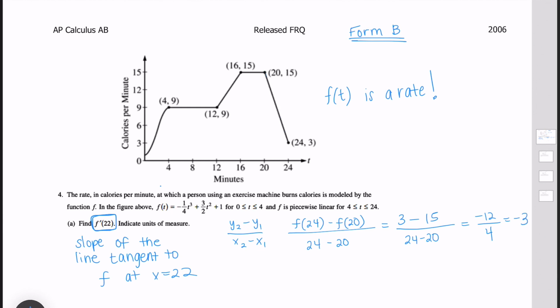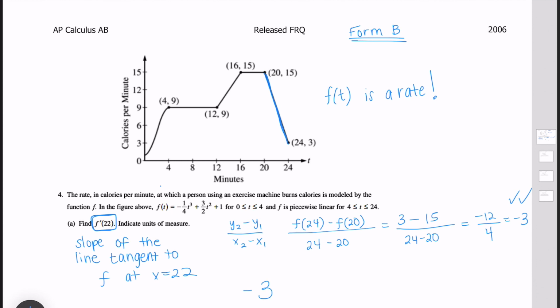And at this point we should feel confident with our answer, because if we notice, this piece of graph shows that f is decreasing there, or that the slope of the tangent line is negative there, and we did get a negative number. Now they also say indicate units of measure, so our final answer here would be, so we can write down negative 3.